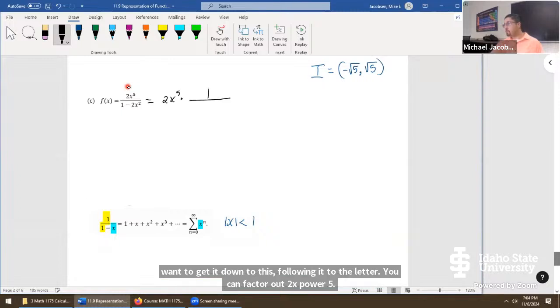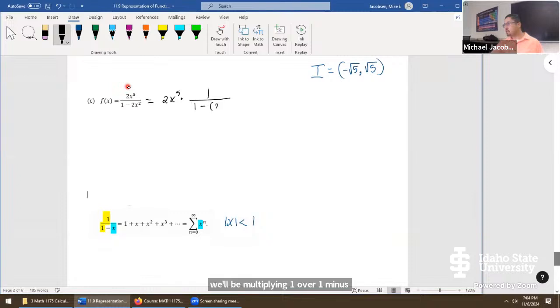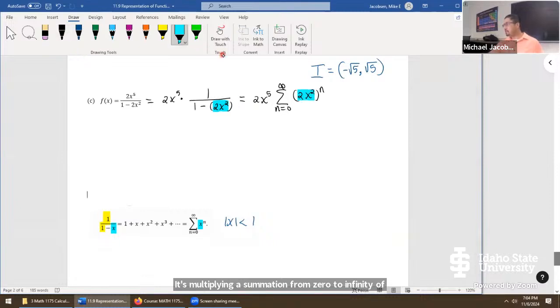We'll be multiplying 1 over 1 minus 2x squared. Parentheses here are not needed, but it's just to emphasize this part here, 2x squared, plays the role of the x down here in the formula, which means it goes here as a power series. It'll be 2 to the power of n times x to the power of 2n. So now we've got 2x to the 5th, multiplying a summation from 0 to infinity of 2x squared to the nth power.